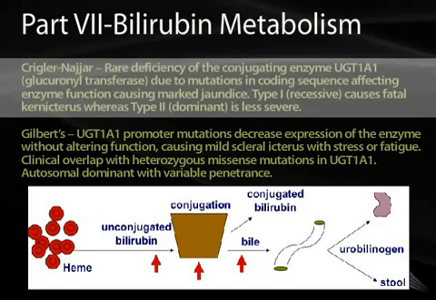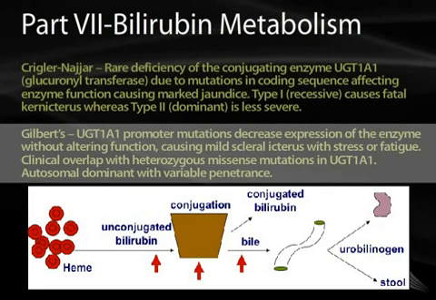There are also diseases associated with bilirubin metabolism. One of these diseases is Crigler-Najjar syndrome. This is a rare deficiency of the conjugating enzyme UGT1A1, or glucuronidase transferase. It's due to mutations in the coding sequence affecting the enzyme function, and this causes marked jaundice. Type 1 Crigler-Najjar is recessive and causes fatal kernicterus, where type 2, which is dominant, is less severe.